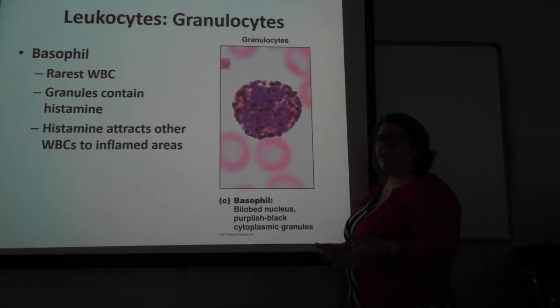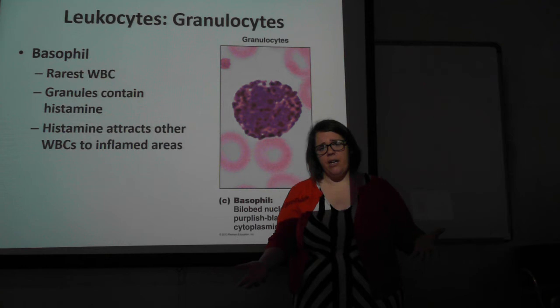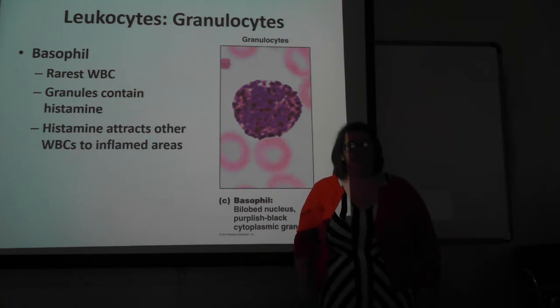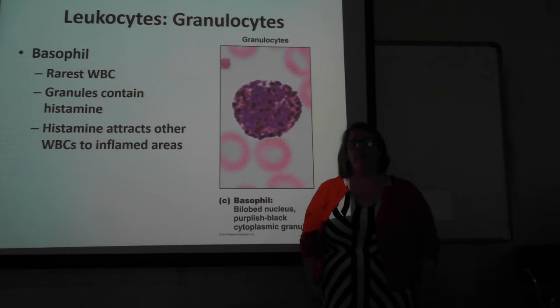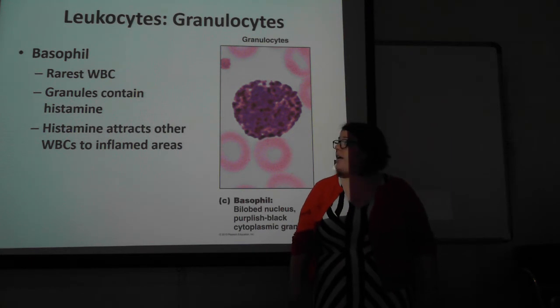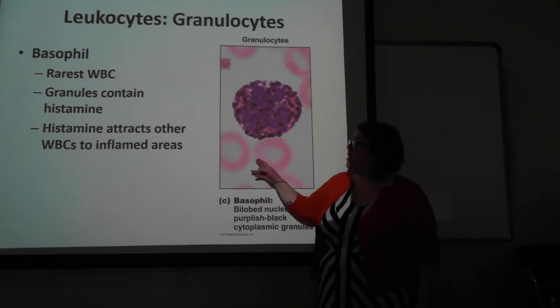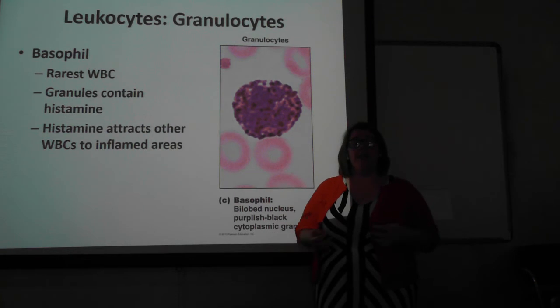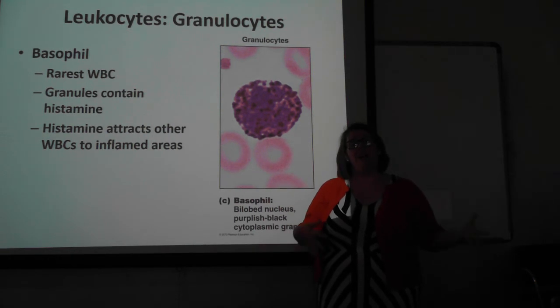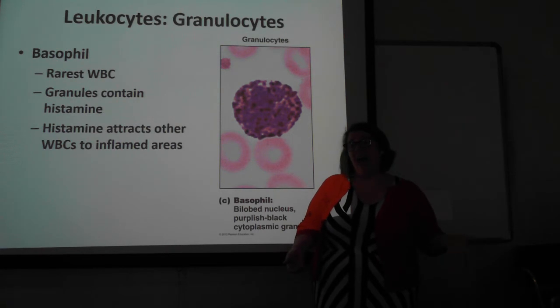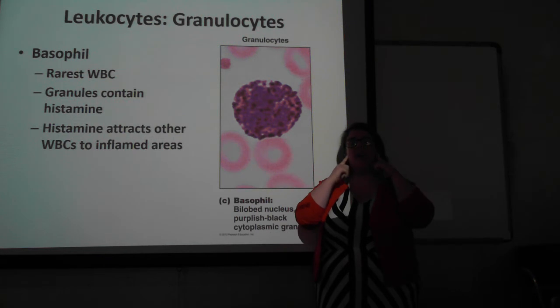And these granules contain a chemical substance called histamine. And you've probably heard of histamine before because if you're like me and you have really terrible allergies, you probably take something called an antihistamine. Histamine is one of those chemical breadcrumbs I mentioned on the last slide. So histamine is a chemical substance that will get released and it will attract other white blood cells to an area.